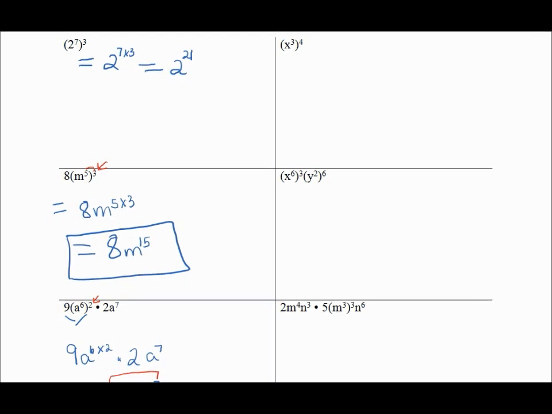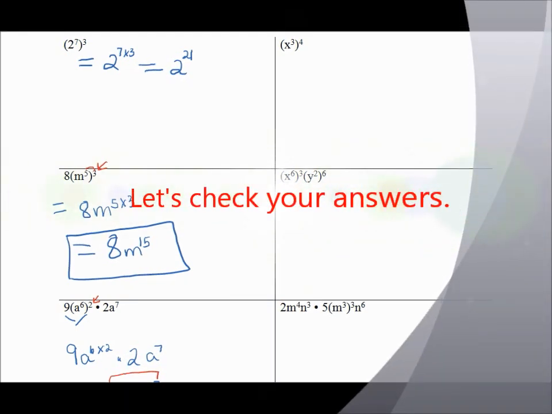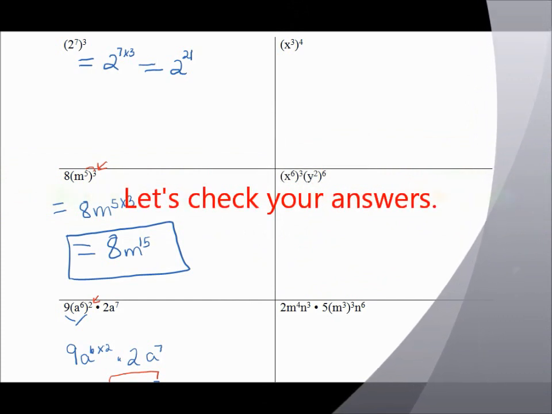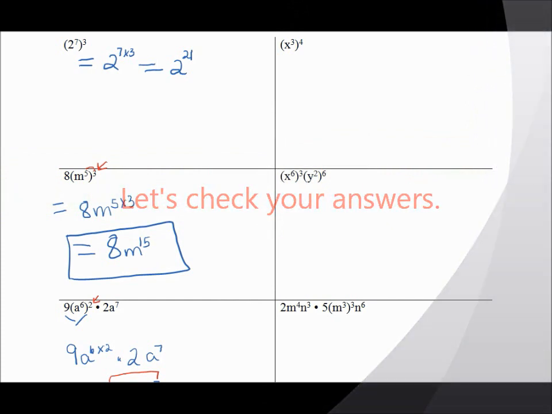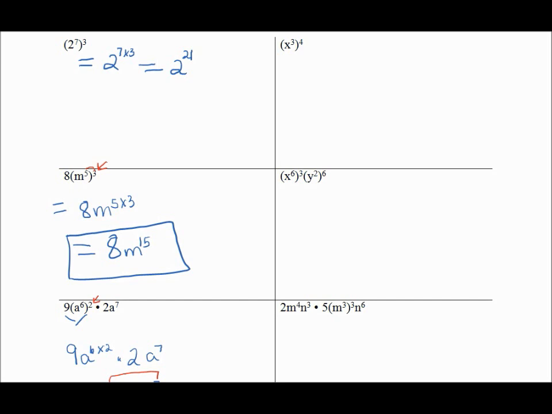Okay, if you've restarted the video, that means you're ready to go ahead and check your answers. Let's go ahead and review the rule real fast. The power of a power property. To find the power of a power, you simply multiply the exponents together. So for this first one, I have x to the third all raised to the fourth power. I need to multiply my exponents together. So I'll just simply multiply 3 times 4, and this becomes x to the 12th power. And that's your final answer.